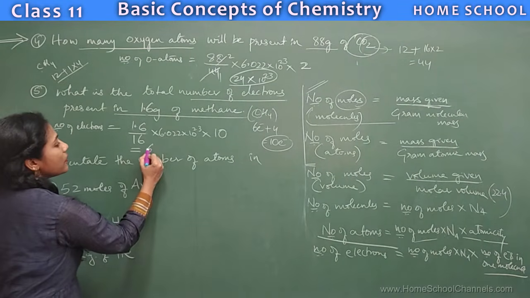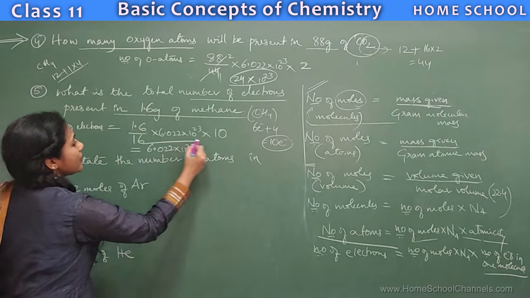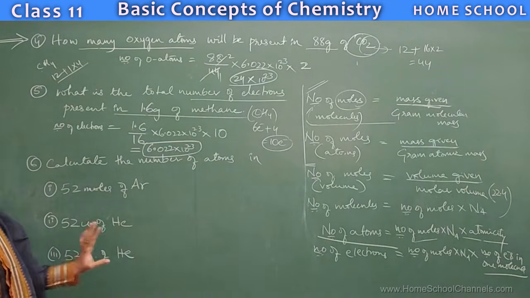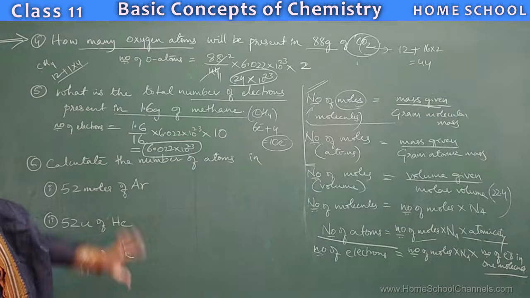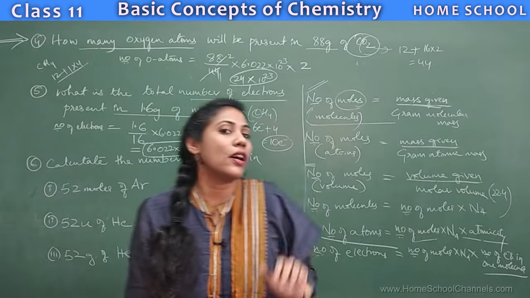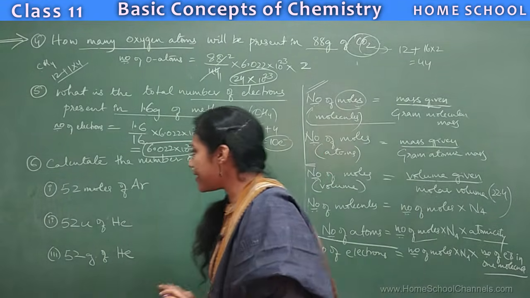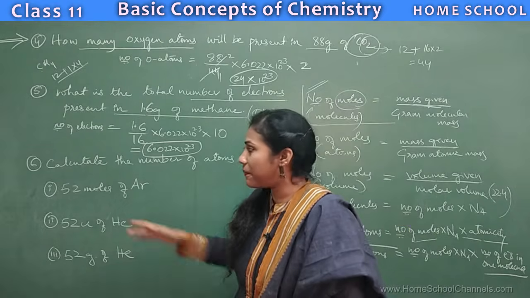So your answer would be just 6.022 into 10 power 23, isn't it? So this will be your answer, right? So this is how you have to calculate number of electrons. So this is one more important model on mole concept. Okay, so coming to the next question, that is the sixth question, again has 3 sub questions.